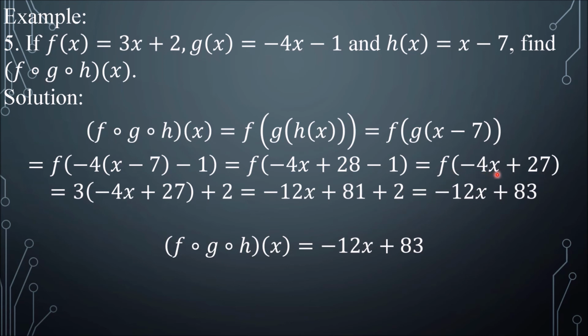Now, f of negative 4x plus 27 is 3 times negative 4x plus 27 plus 2, because f of x is equal to 3x plus 2, and negative 4x plus 27 must be substituted to x in f of x. Now, simplifying this, 3 times negative 4x is negative 12x. 3 times 27 is 81. And then plus 2. Simplifying, you have negative 12x plus 83. So f of g of h of x is equal to negative 12x plus 83.